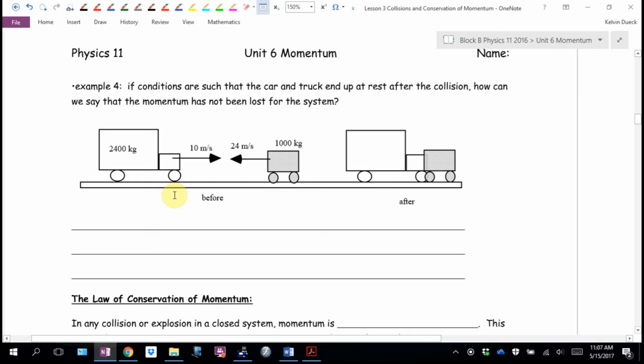Example 4. Turn the page. So let's have a big truck and a little car have a head-on collision. And we'll set the collision up so that at the end of the collision, they are at rest. If they're both at rest, what's the final momentum after the collision? 0. So what was the initial momentum? 0. But Mr. Dewick, how can we say that that's the case? Because they were both moving. So there's the setup, Tato. If the final momentum was 0, the initial momentum was 0.